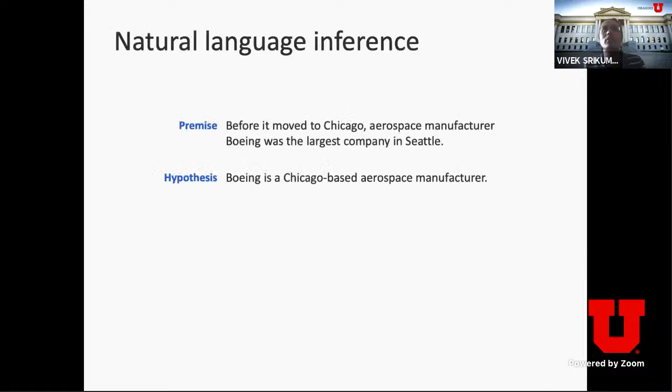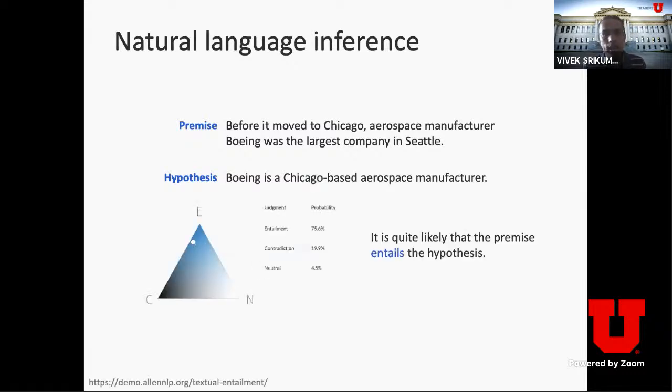Let me give you an example of a task called natural language inference, where you're given a sentence, a premise. Before it moved to Chicago, aerospace manufacturer Boeing was the largest company in Seattle. And the hypothesis is, given the premise, can you tell that Boeing is a Chicago-based aerospace manufacturer? And the answer is, I think, yes, because it moved to Chicago. There are standard textual entailment or natural language inference systems which will tell you that it's quite likely that the premise entails the hypothesis. I'll show you a working version of this demo afterwards, and I would also like suggestions from the audience on things that we can put into the demo.